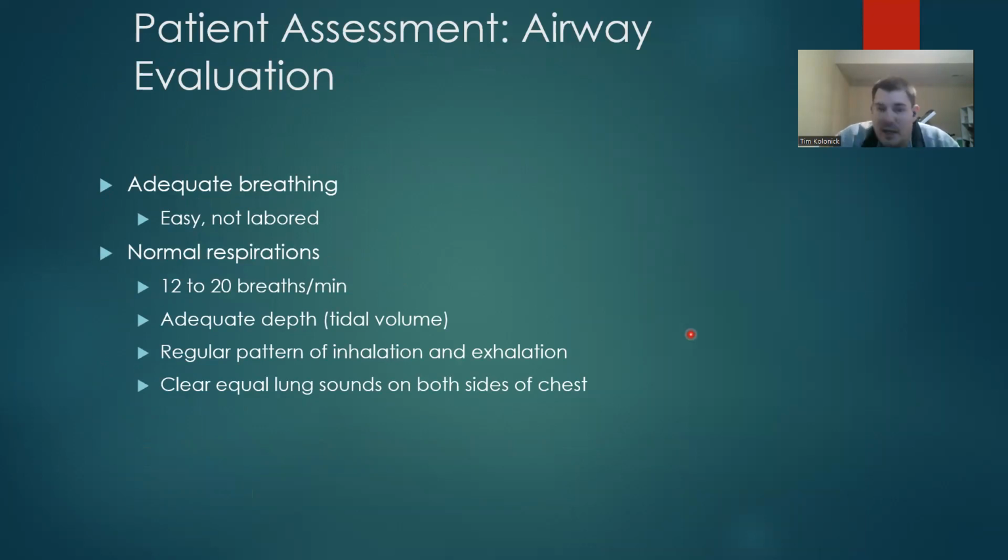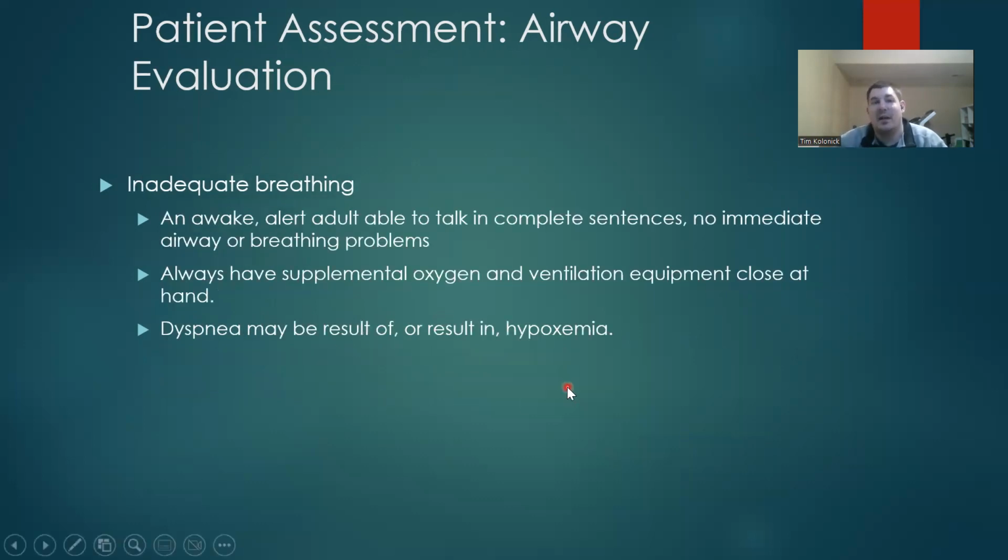Okay, so looking at the airway, after we've determined their acid base, we want to look at that airway. Well, not really after, it's kind of simultaneous. If they're adequately breathing, easy and non-labored like we see right now, generally between 12 and 20 breaths per minute in an adult, with good depth and a good regular pattern of inhalation and exhalation. Again, clear lung sounds. You're not hearing anything out of the norm. If it's inadequate, it's something different from what I just said.